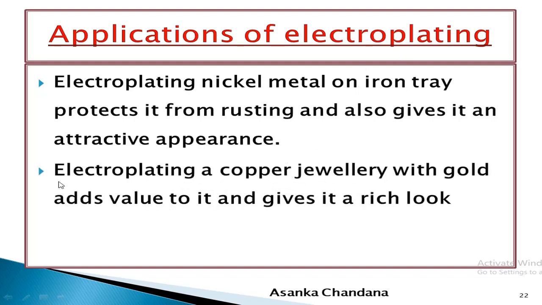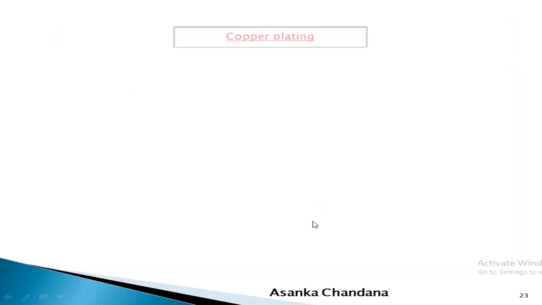Another one is electroplating of copper jewelry. Copper jewelry can be plated with gold. Electroplating copper jewelry with gold adds value to it and gives it a rich look. Any metal can be plated with gold. Those are the applications.